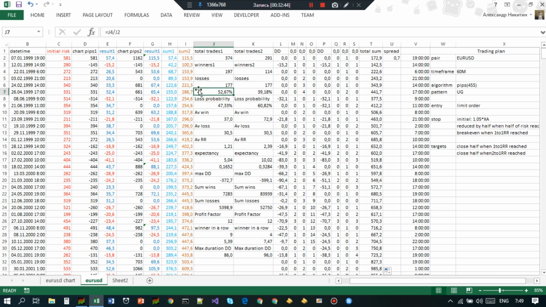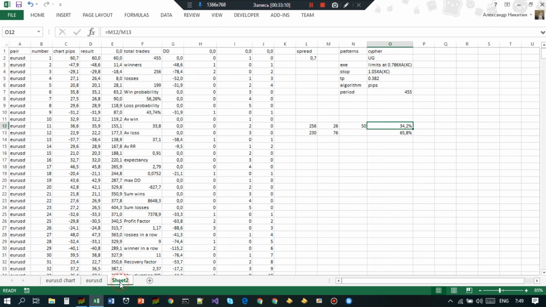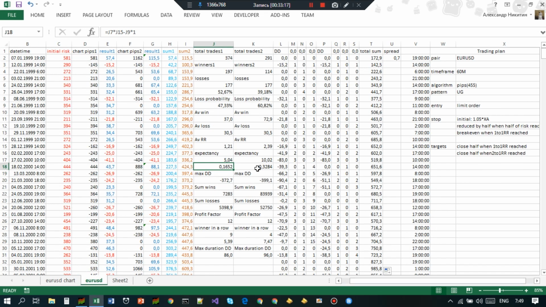The amount of winners increased. We have 52% probability and 47. Now the difference between them is more than 5%, more than 3%. So it means that 52 is greater than 50. It cannot be rounded as in the previous result. And here we have 39% of that. Okay, 0.16 expectancy. If you remember that the expectancy here was 0.7, so it is a very great improvement.